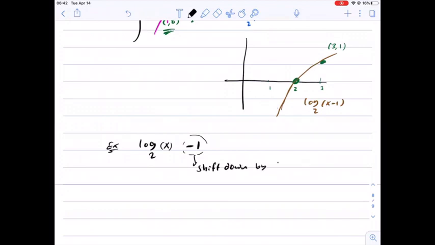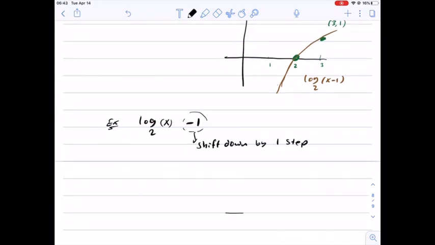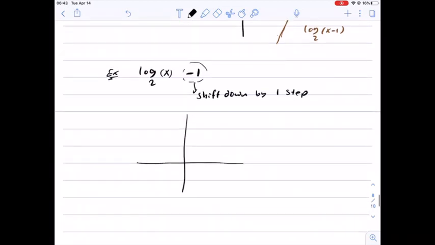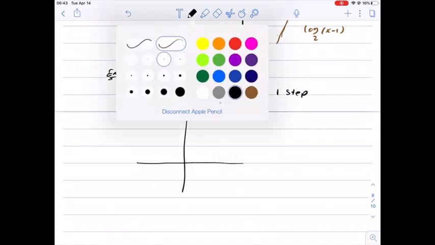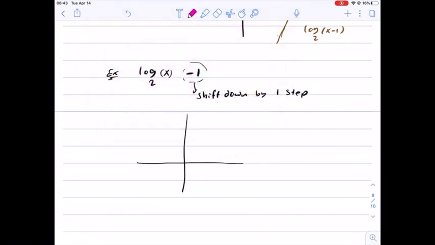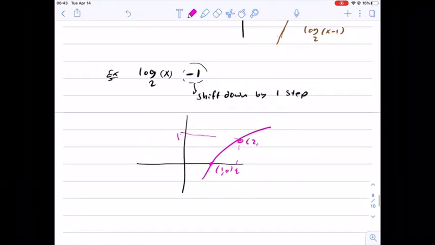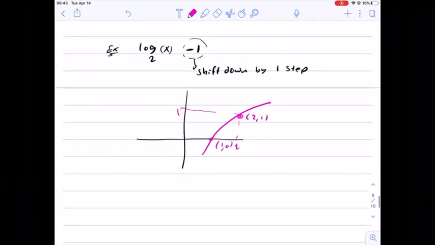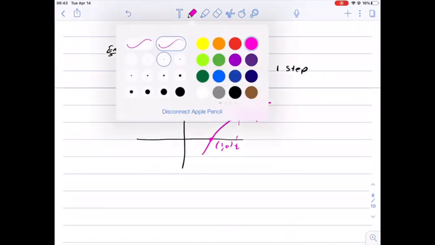Shift down by one step. So the graph looks like this. If the logarithmic function looks like this, at 1 it's 0, and this is another point at 2, it's 1. So this point is (2, 1).